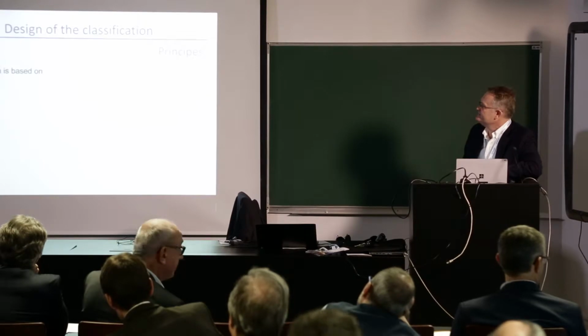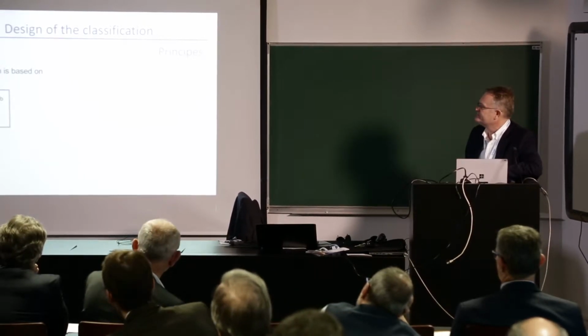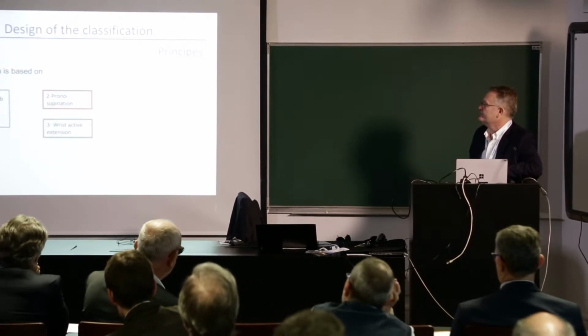In synthesis, our classification is based on 4 parameters. The first is the upper limb proximal function, which I will explain after. The second is pronosupination. Active pronosupination is very important to use a bimanual hand, and you can see how we consider this parameter. The third is wrist extension, and in these 2 cases, the vicious attitude.